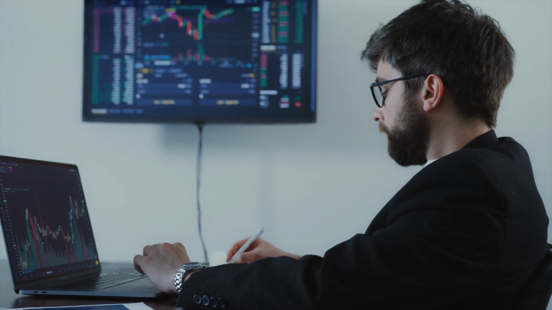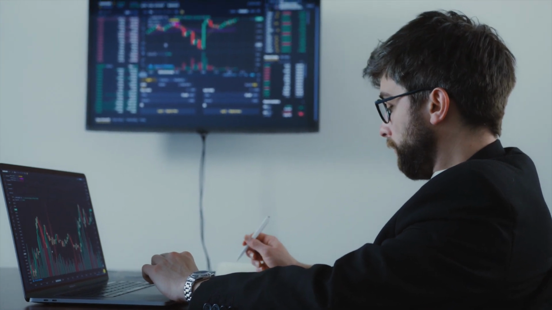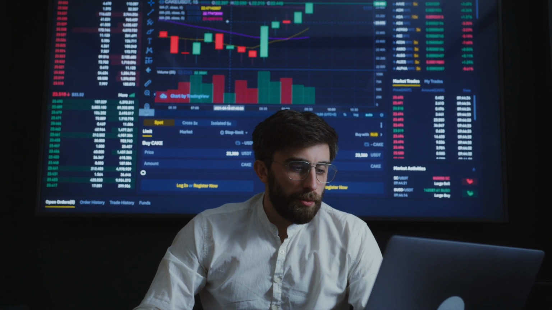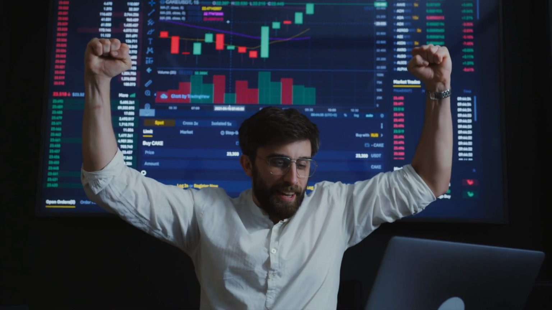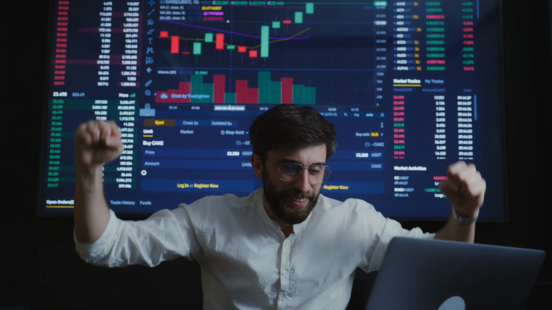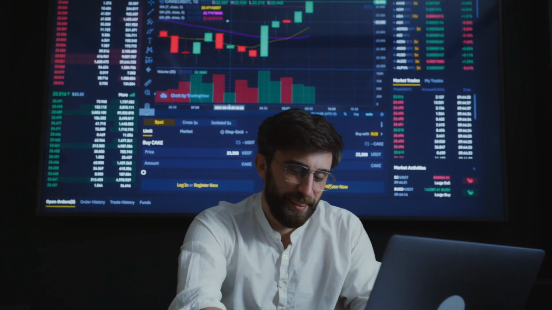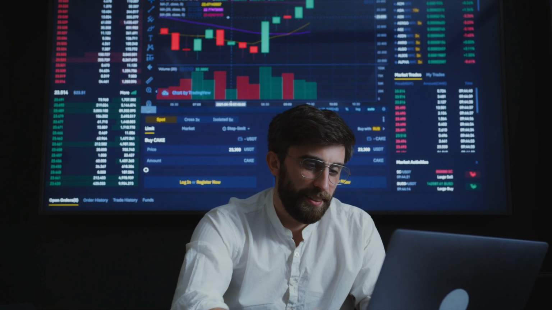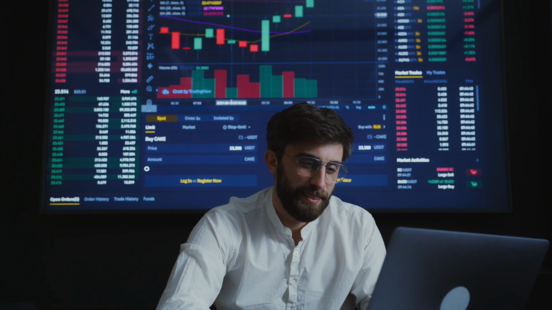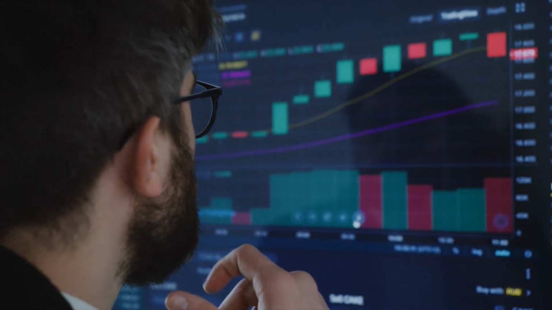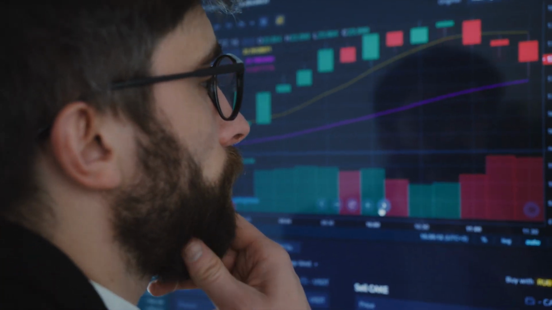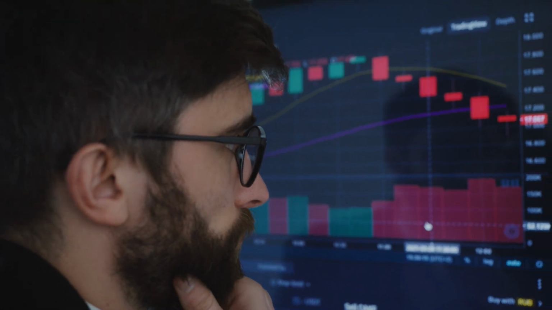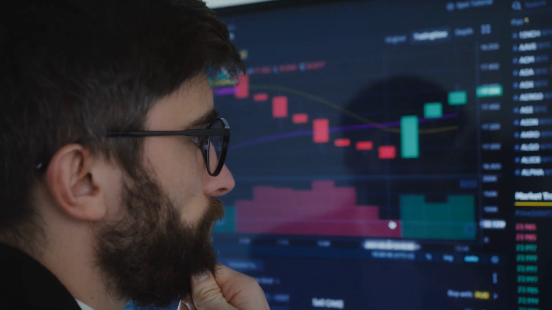Now, the reason why many day traders are successful on demo accounts is because they're not risking any real money. So there's no real pain. This means that they can take bigger risk and try out more aggressive trading strategies without worrying about losing their hard-earned cash. This can lead to some impressive gains, obviously, on a demo account, which can give day traders a false sense of confidence.